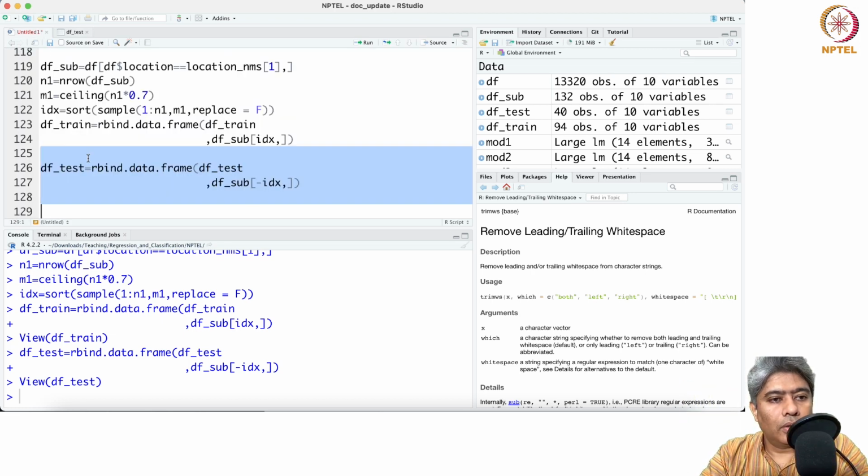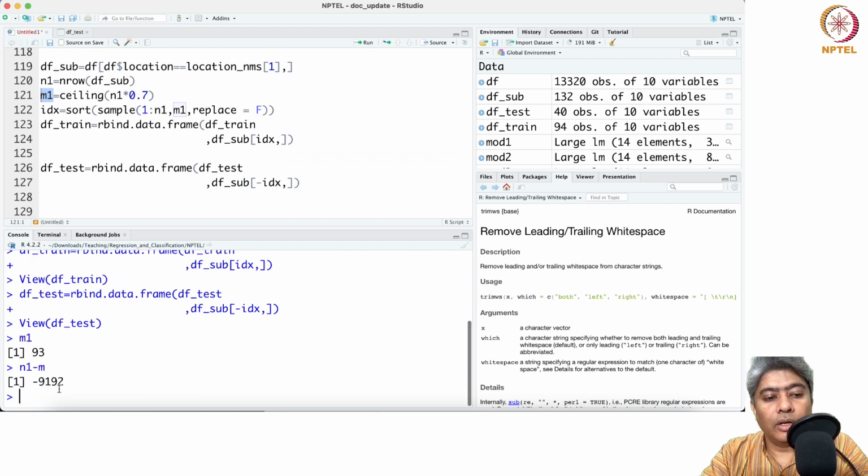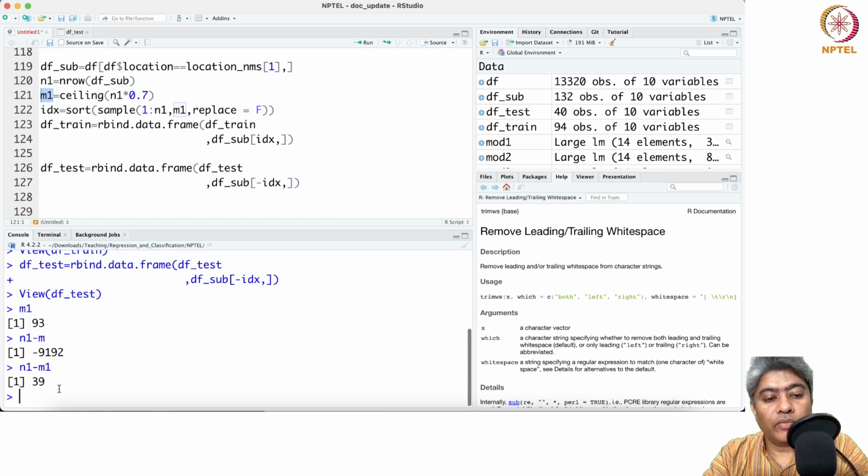Okay, all right, so m1 is 93 and n1 minus m1 is 39, so that's why it is 39 plus 140 and it is 93 plus 140, because we have one row added first, so we will drop that later.